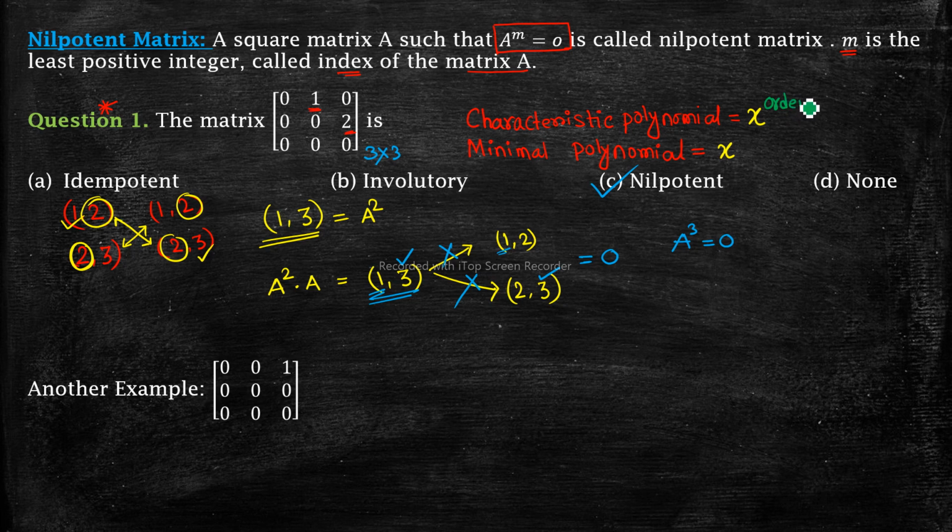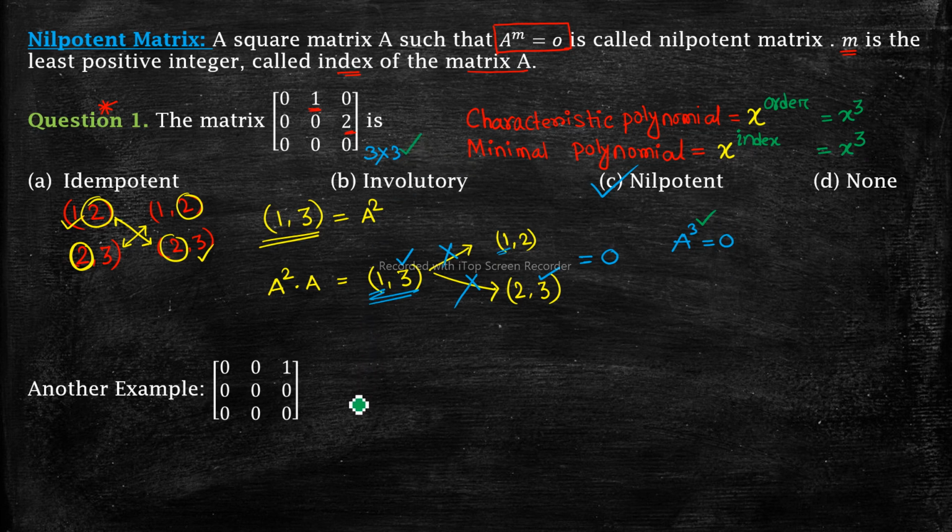What is the order of this matrix? The order of this matrix is 3, so the answer will become x to the power 3 for this case. And for the minimal polynomial, x to the power index. What I said, index and order are different. Here, index, x to the power. So what will be the result for the minimal polynomial? For this question both are x to the power 3, because index is also 3 and order is also 3. Are you getting my point?